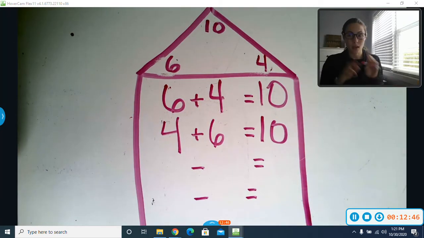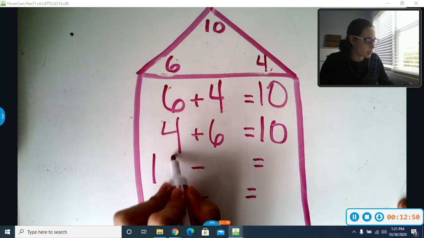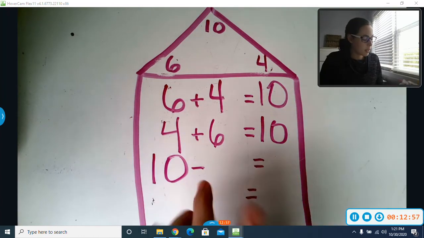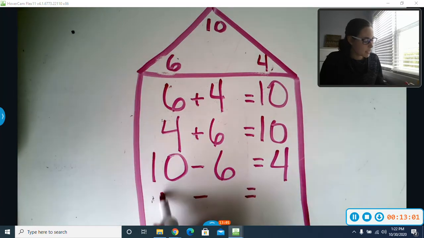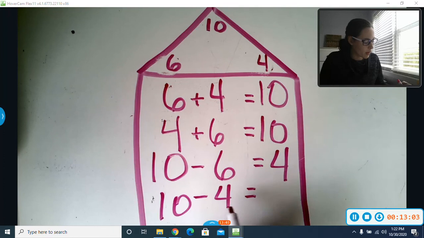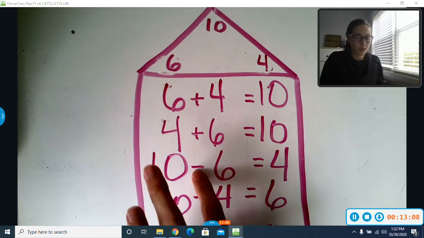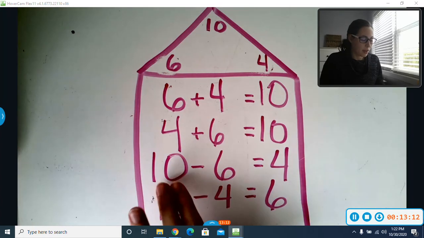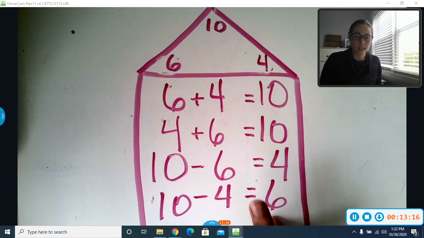Okay, trickier one, subtraction. You can only start with 10. Our whole number is being split into parts. 10 take away 6 equals 4. And 10 take away 4 equals 6. Now, same thing. If you did 10 take away 4 as your first subtraction number sentence, that's totally fine, okay? As long as you have 10 take away 6 equals 4 somewhere, and 10 take away 4 equals 6 somewhere.